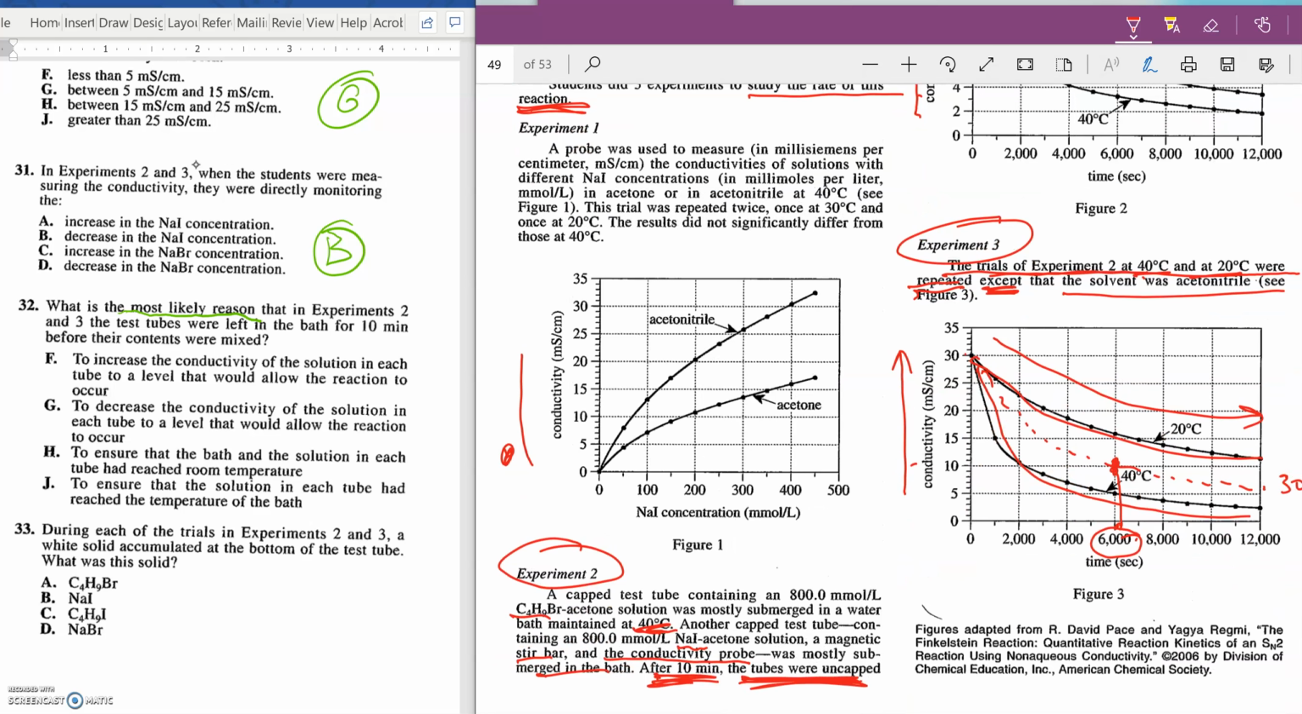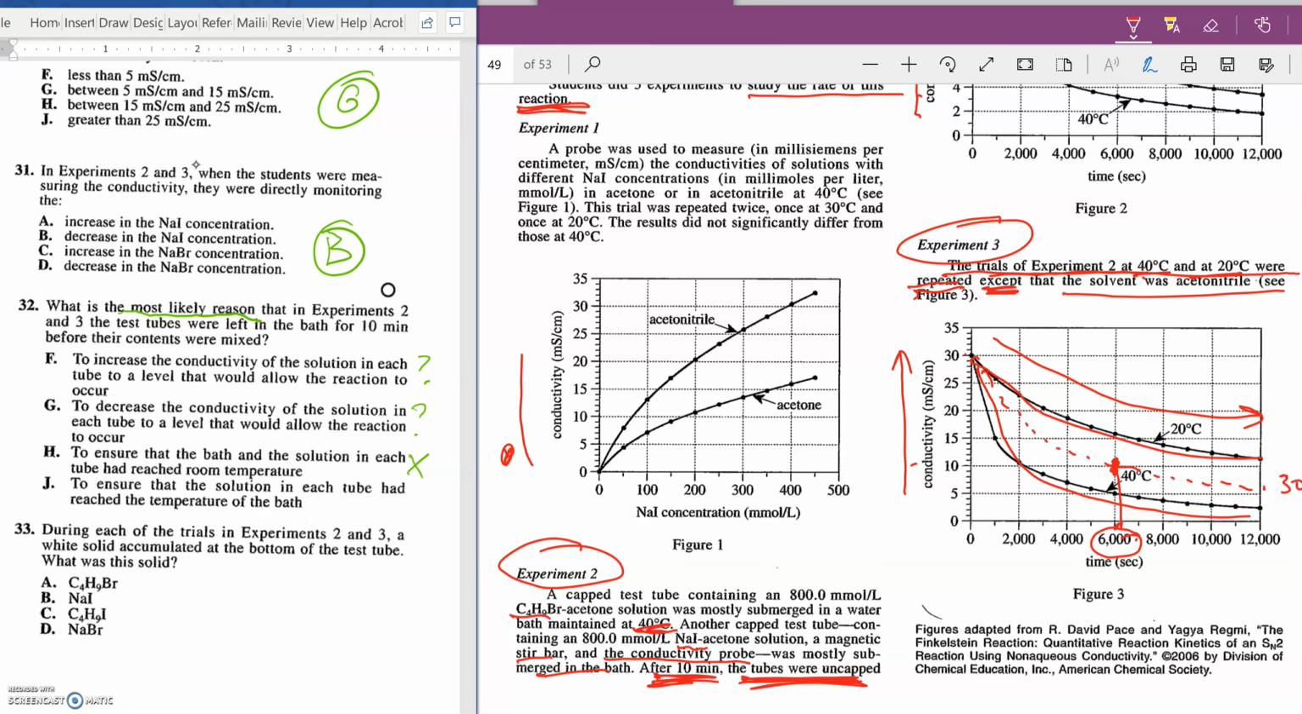F, to increase the conductivity of the solution in each tube to a level that would allow the reaction to occur. I'm not sure about that. I don't know. I'll put a question mark there. G, to decrease the conductivity of the solution in each tube to a level that would allow the reaction to occur. I don't think that would be right, but I still don't know and it doesn't tell me. H, to ensure that the bath and the solution in each tube had reached room temperature? No, it's not anything to do with room temperature. The baths are 40 degrees and 20 degrees or something.